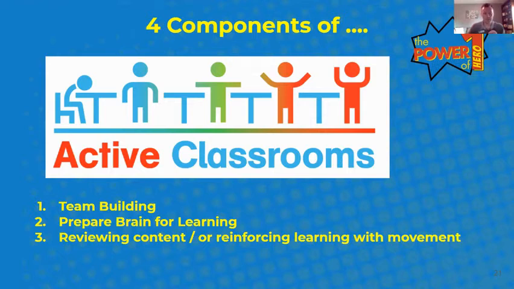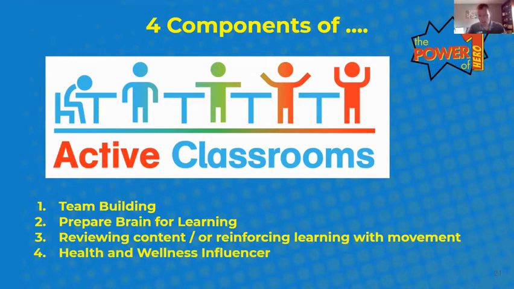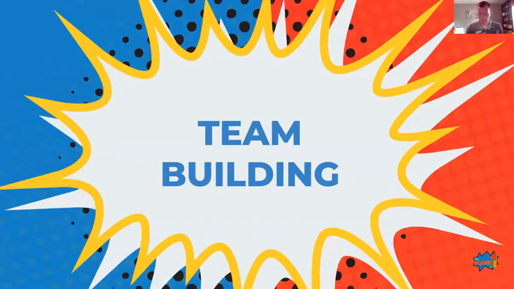Okay, that's number 3. Number 4, health and wellness influencer. So we're going to put up a 4 upside down. We're running on the treadmill. Okay, health and wellness influencer, and we're eating a snack. So that's number 4, health and wellness influencer. Those are our 4 components that we're going to go through today. We're going to start with team building.